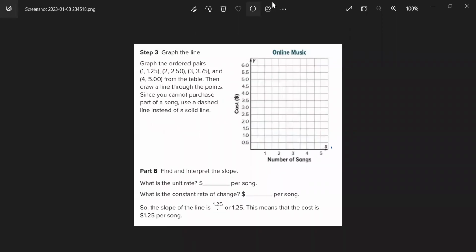And we're going to graph. So we're going to graph these points right here, which are the same that we got from the table. So at 1 song, we're going to go up $1.25. So it will be something like here. In 2 songs, it's $2.50. Don't judge my points. They're ugly. 3 songs, it will be $3.75. Maybe something like this. And 4 songs, it's $5.